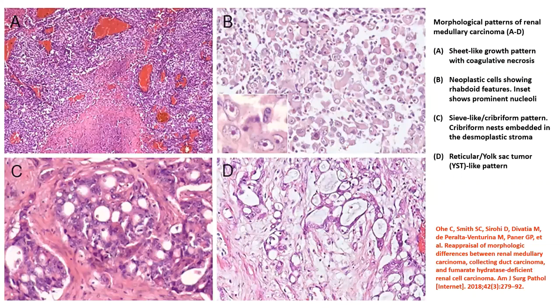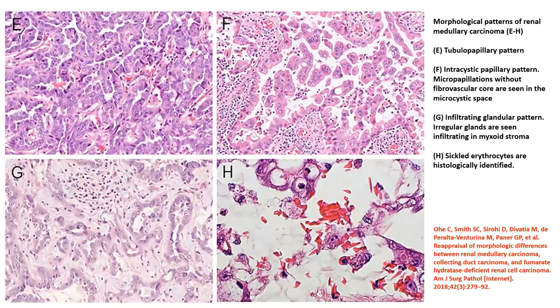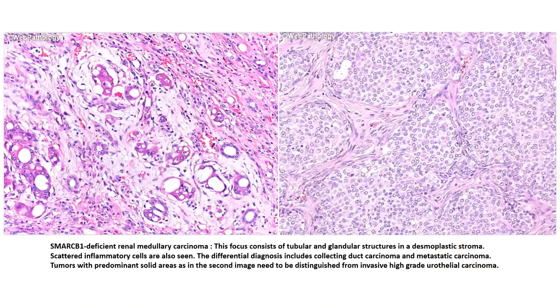Like you have a solid high-grade presentation with extensive necrosis, and a kind of rhabdoid presentation is seen here with very prominent nucleoli. You also have a cribriform sieve-like pattern, and in the last image, that is in D, you have an appearance which mimics almost the usual reticular pattern that you see in the case of a yolk sac tumor. Sometimes you can have tubulopapillary architecture as well, or just a plain papillary configuration. The presence of sickled RBCs is an important diagnostic clue for these tumors.